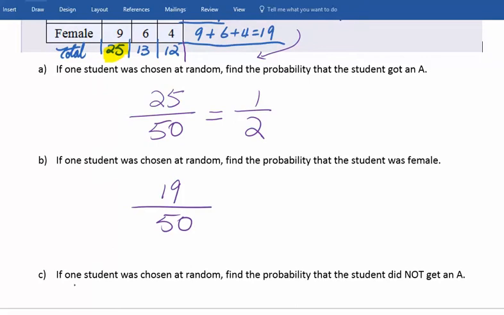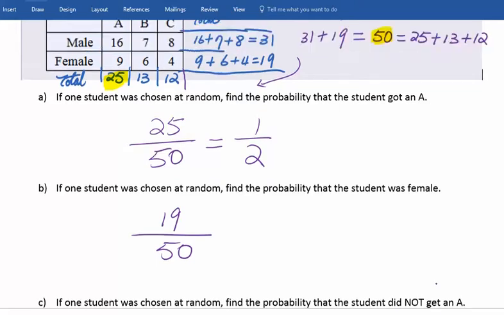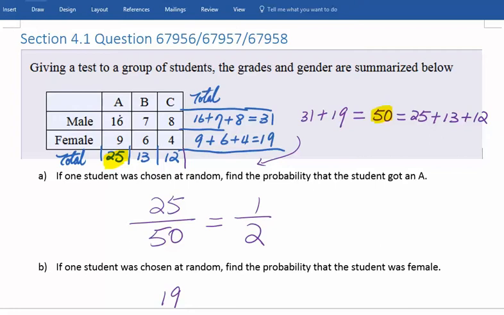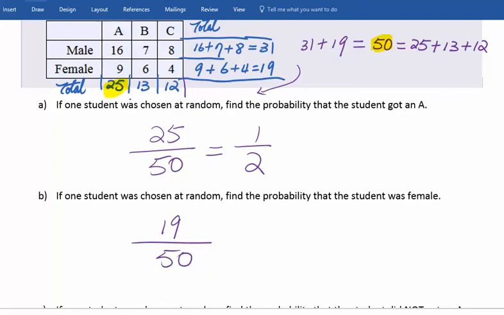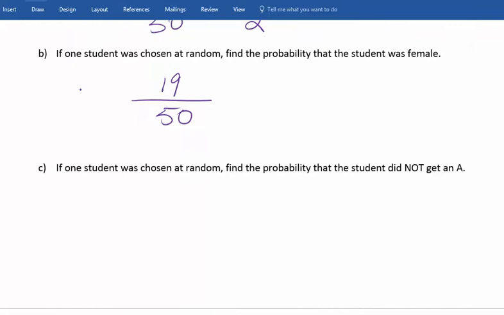Last part. If one student was chosen at random, what is the probability the student did not get an A? A student did not get an A, which means the student got a B or C. How many students receive a B or C? That would be 13 plus 12. So 13 plus 12 students over 50 did not receive an A.